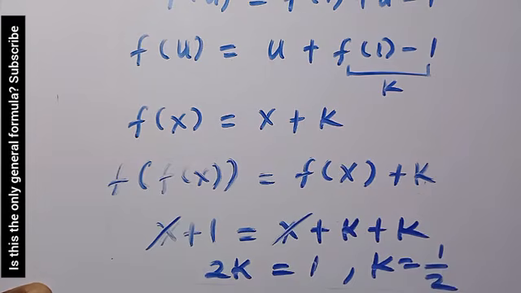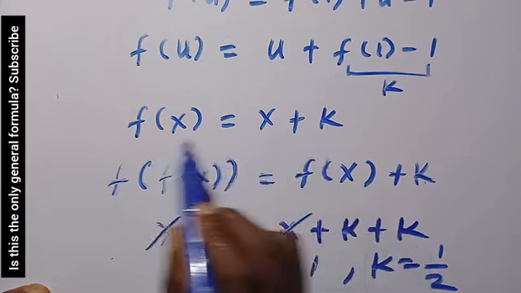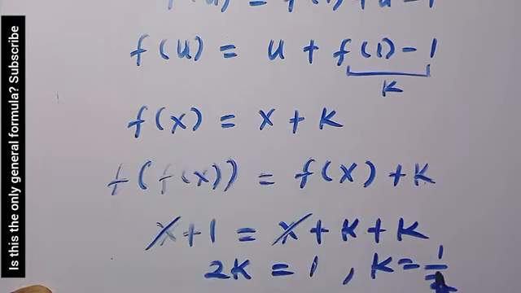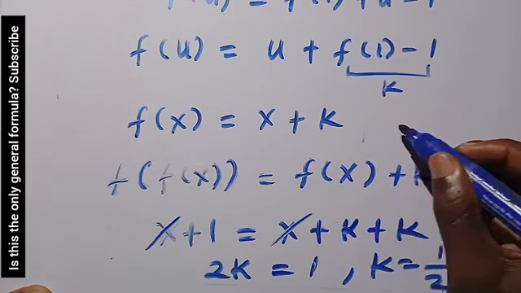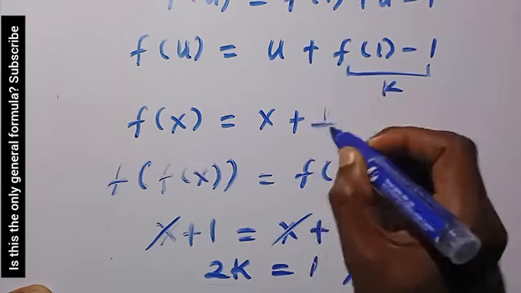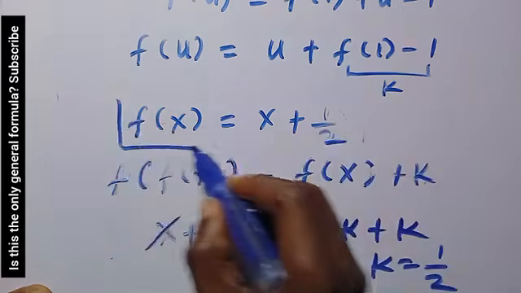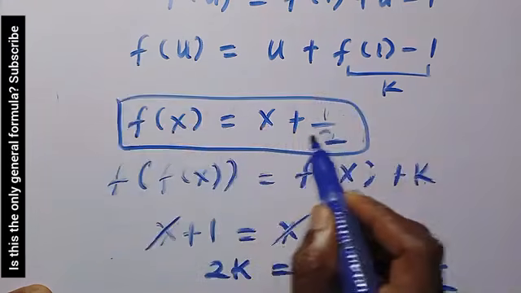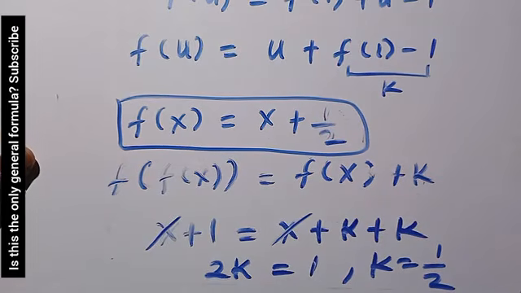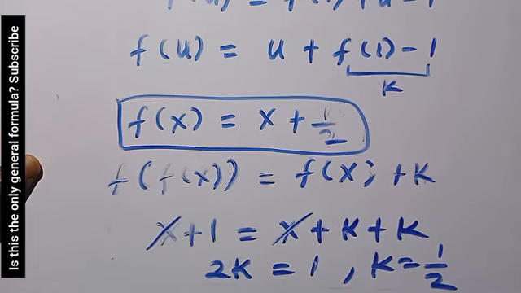If k equals 1 over 2, then we substitute back into this, which is f of x will be equal to x plus 1 divided by 2. So therefore, k here now becomes 1 over 2. So f of x equals x plus 1 over 2 is the general formula. Let's see how to solve this with another method.